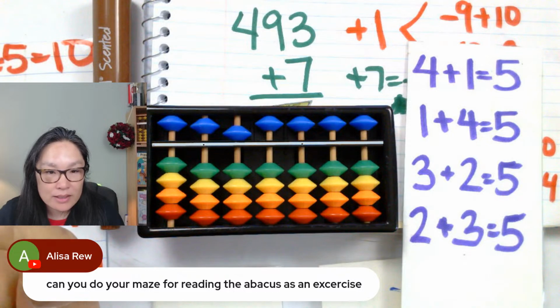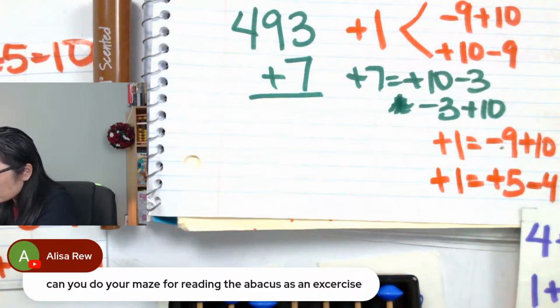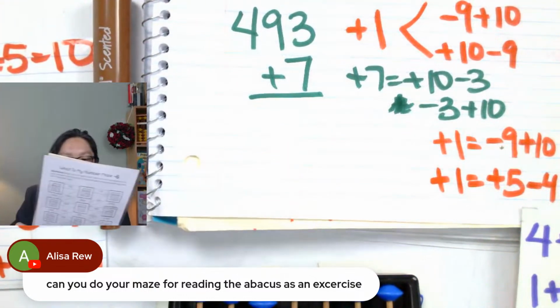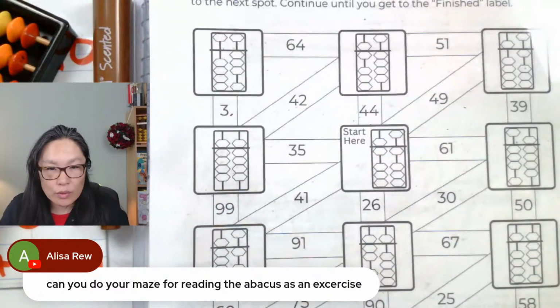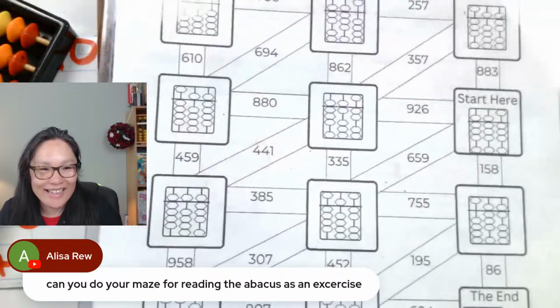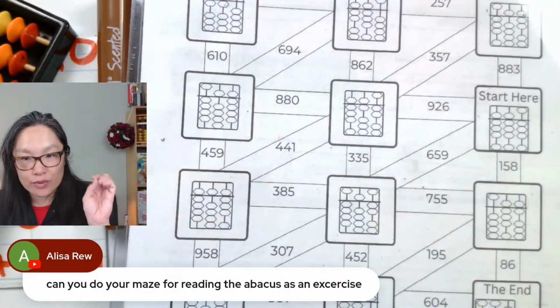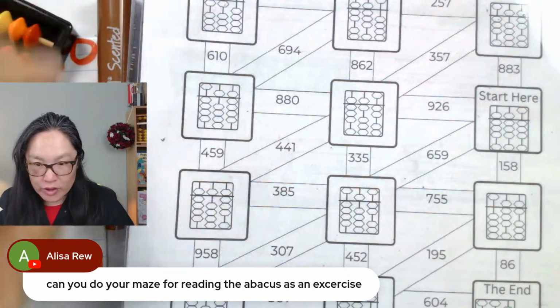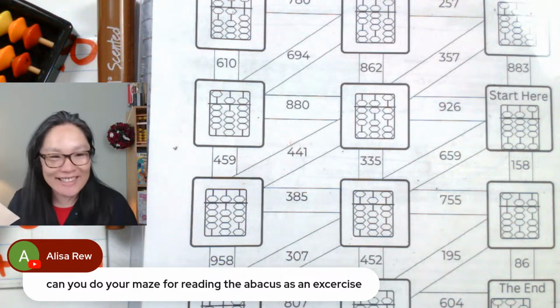Can you do the maze for reading the abacus as an exercise? Yes, yes. I have it here, this is my maze, and this is what Alyssa was talking about. Did you want to do 2 digits or 3 digits? I also have 4 digit. I'm working on 4 digit and then 5 digit with the decimal. Which one would you like to do? And we could do it together.